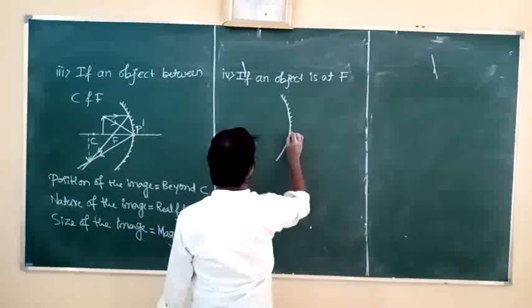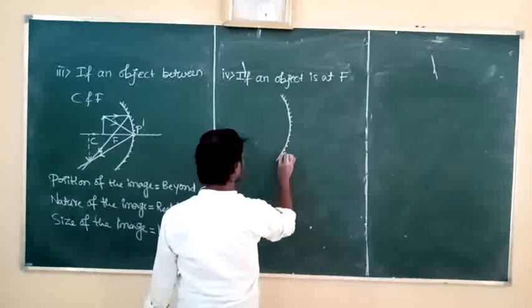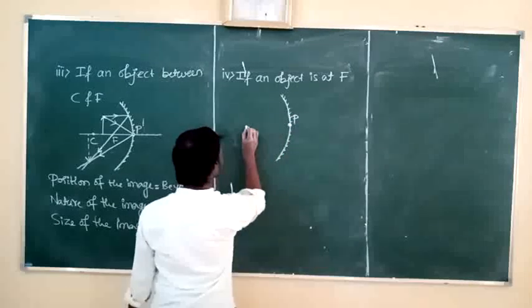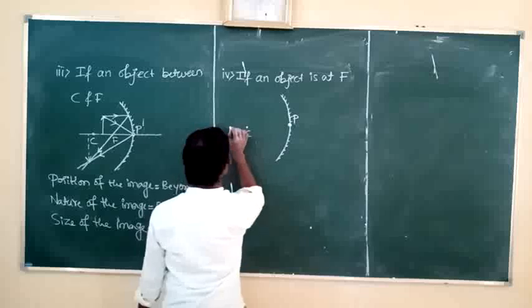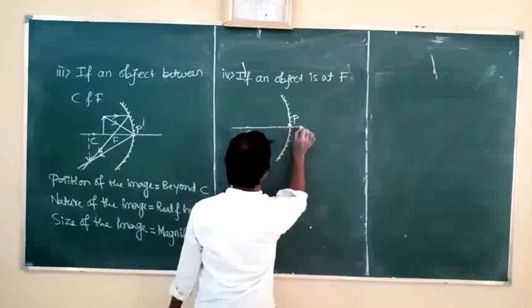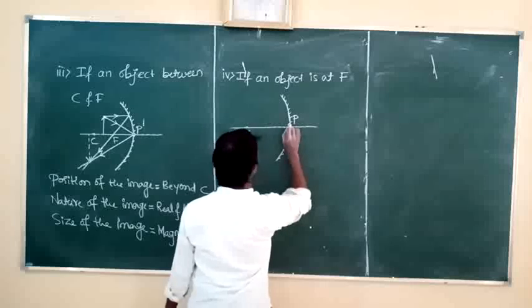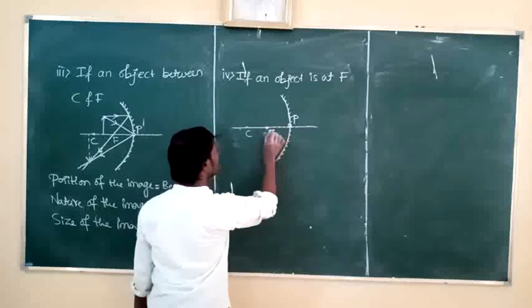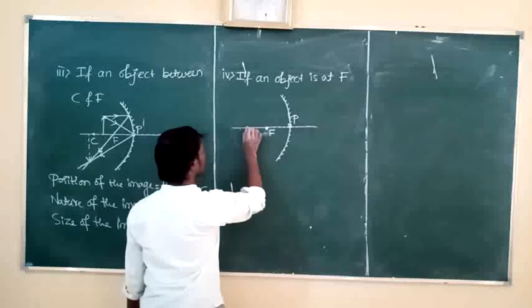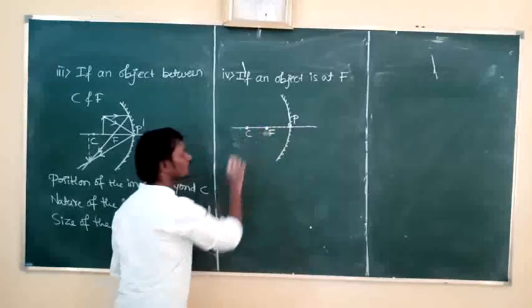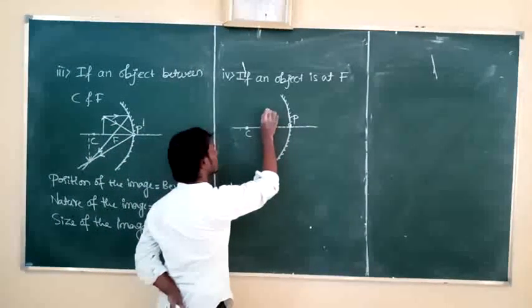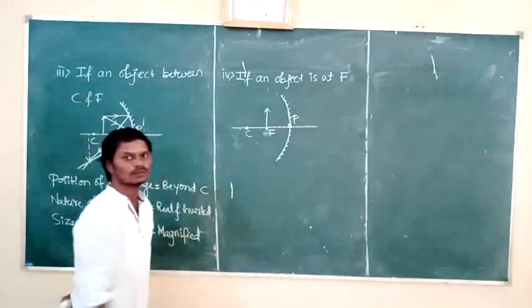Outer surface is polished, inner surface is reflecting. Pole, center of curvature, then focus. These points on the line are labeling the center of curvature, pole and focus. Where is the object now? Object is exactly at F, means object distance is equal to focal length.